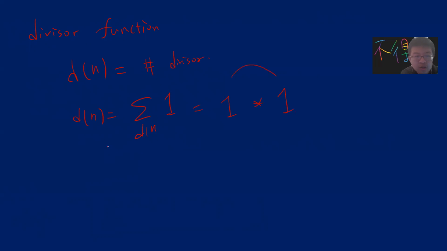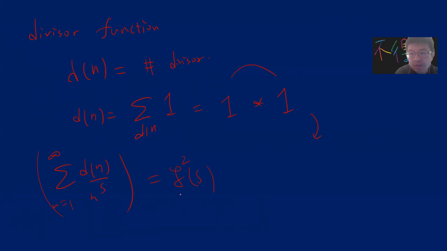Okay, and the next one is the divisor function, where d of n is the number of divisors. Obviously d of n is just 1 convolved with 1. So you take the Dirichlet series, and you get the Dirichlet series of this. This guy is just the Dirichlet series of 1, so it's zeta s squared.